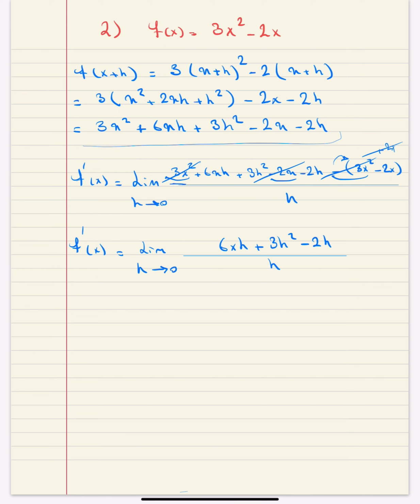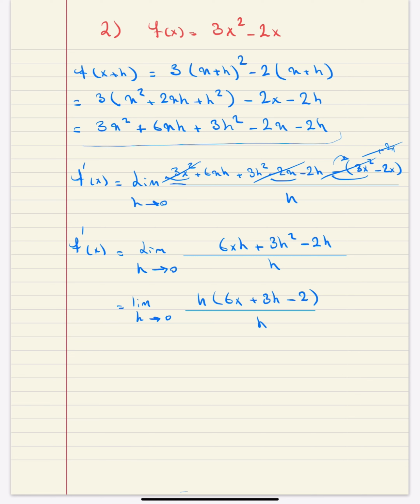Again, if we evaluate h at 0 at this point in our expression, we would be left with 0 in the denominator, which is not acceptable. So we could factor out an h in the numerator and rewrite everything as h times 6x plus 3h minus 2. And we have h in the denominator.